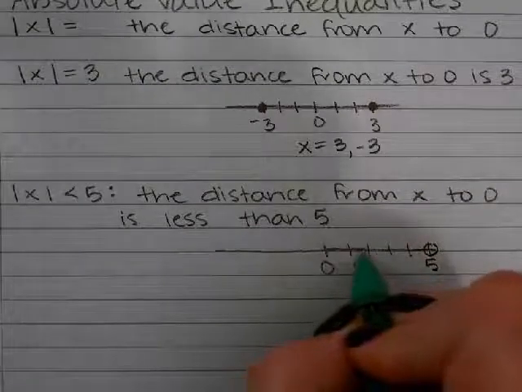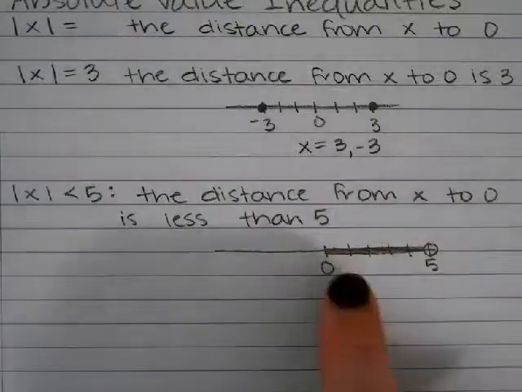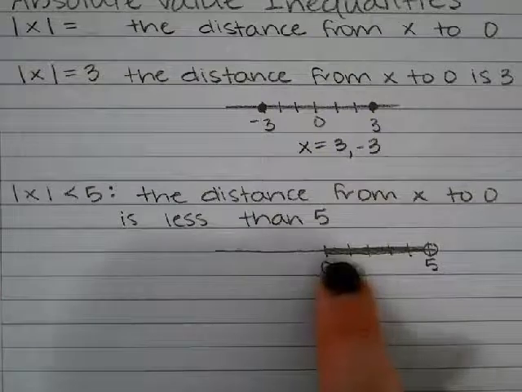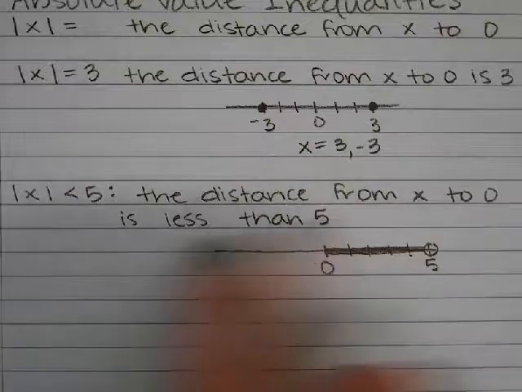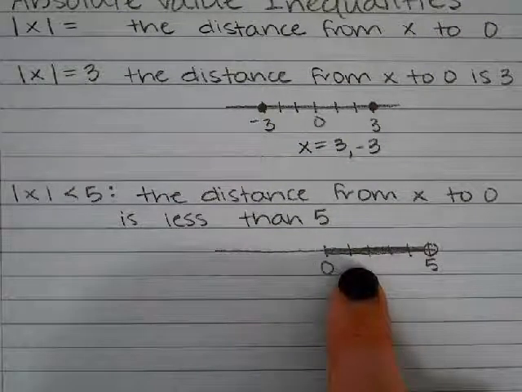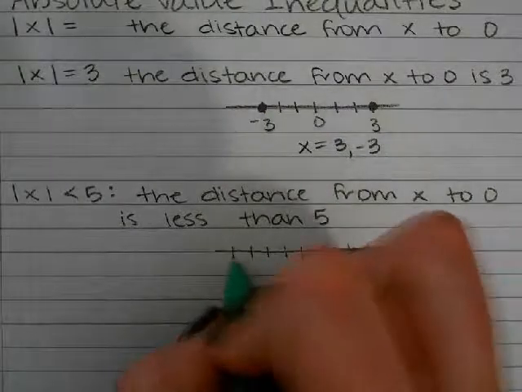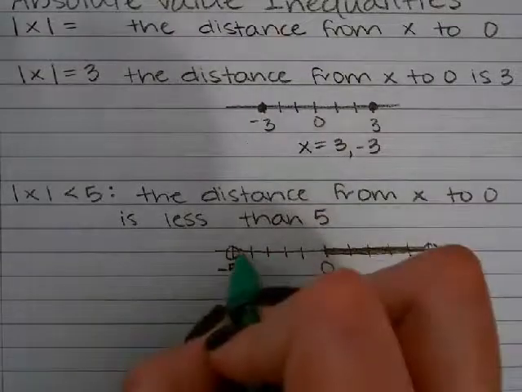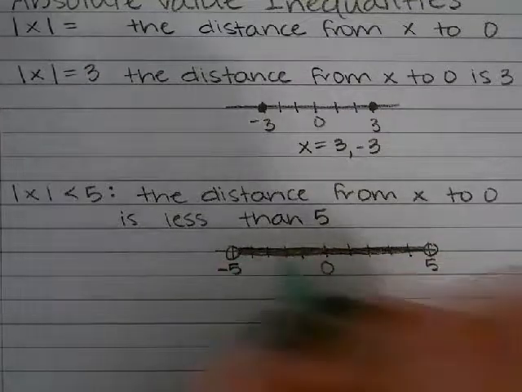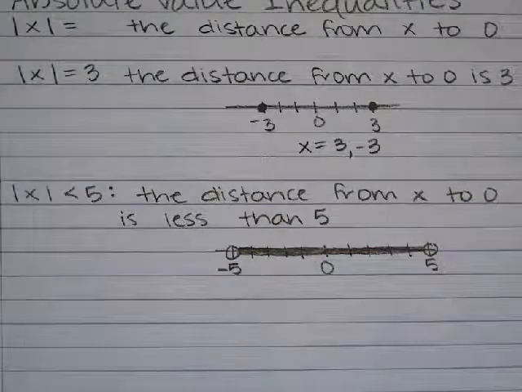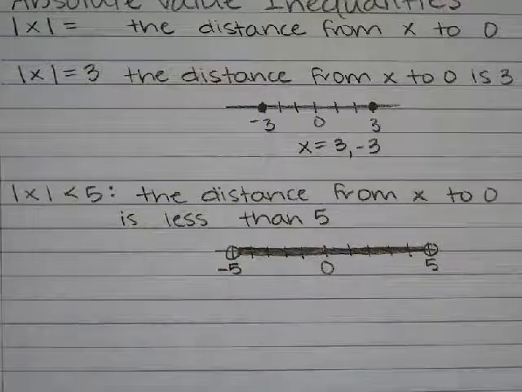Because all these distances would be less than 5, right? The distance from 0, from x to 0, is less than 5. And it would also go the other way. 1, 2, 3, 4, 5. All these distances would be less than 5. So infinitely many answers, because that's what typically happens with inequalities. So I can't include the 5s, but I'd have everything in between. And if I was to write this answer, I would say x is in between negative 5 and 5.